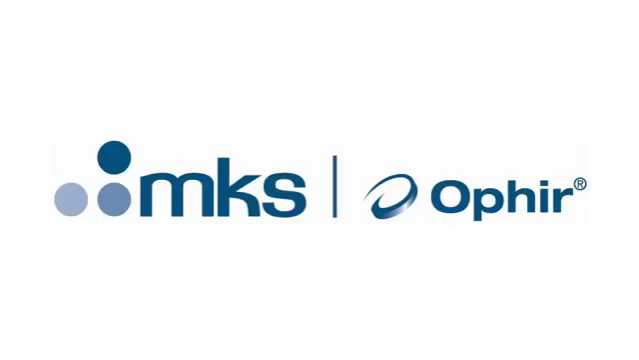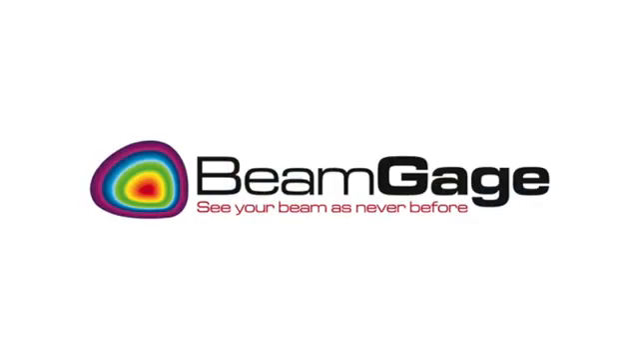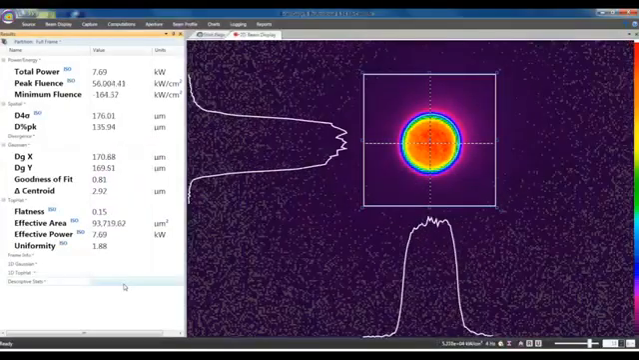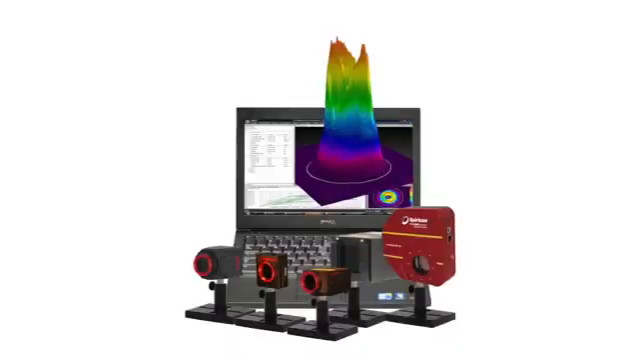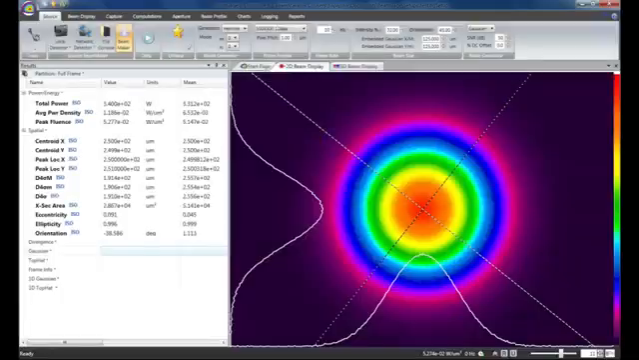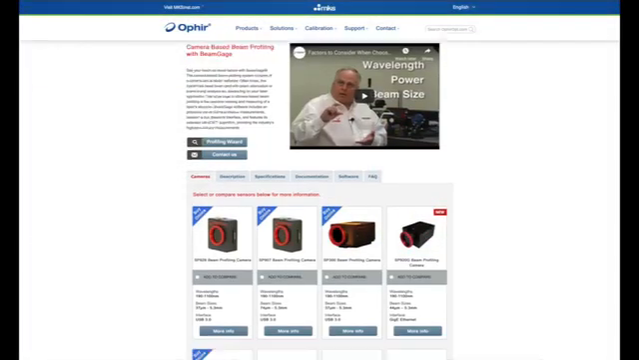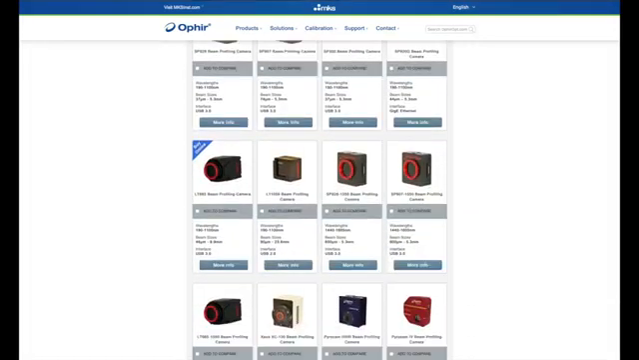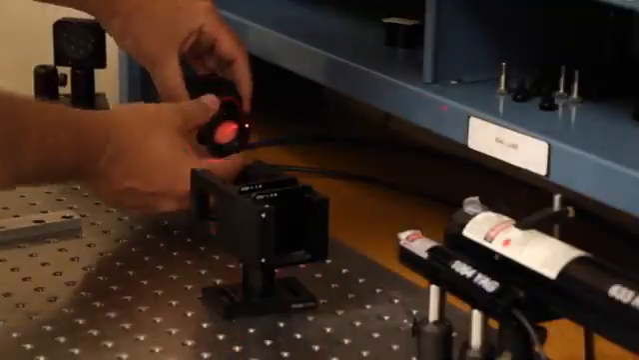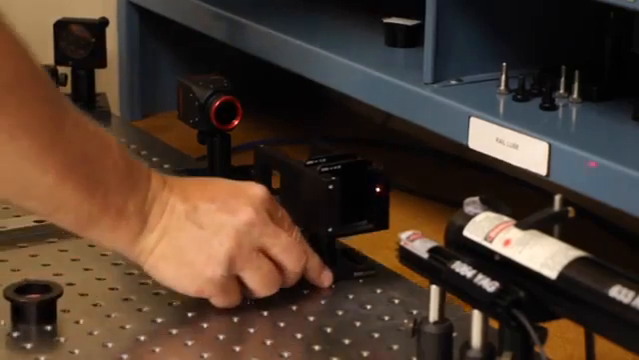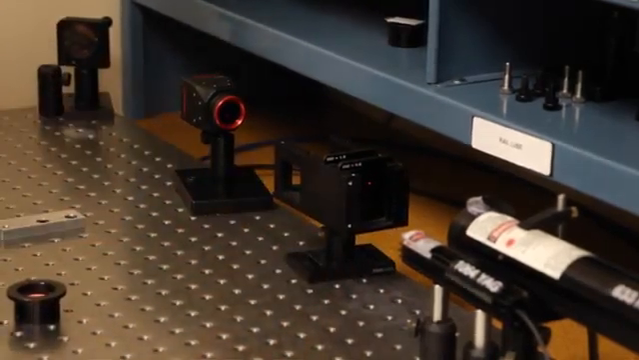See your beam as never before with Beam Gauge, the most powerful laser beam measurement system available on the market today. A camera-based beam profiling system consists of Spiricon's Beam Gauge analysis software and a camera selected for the wavelength and beam size of the laser being measured. The camera often needs beam attenuation or beam sizing accessories, depending on the laser application.